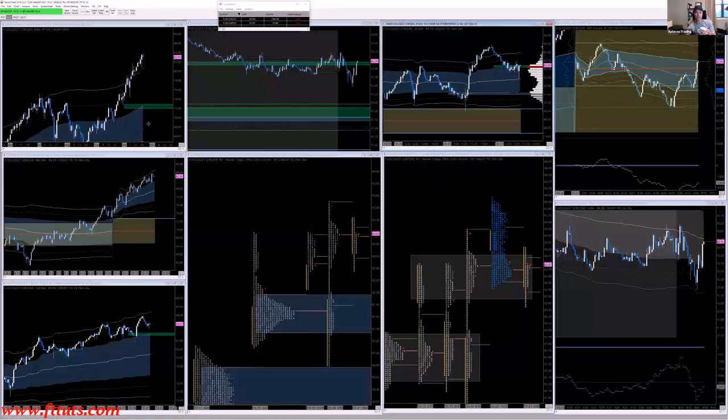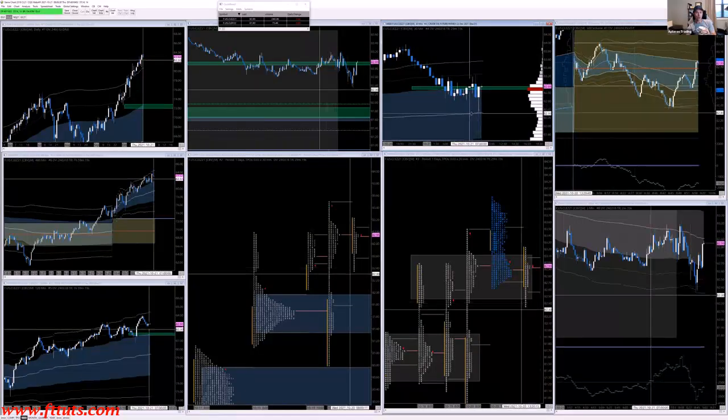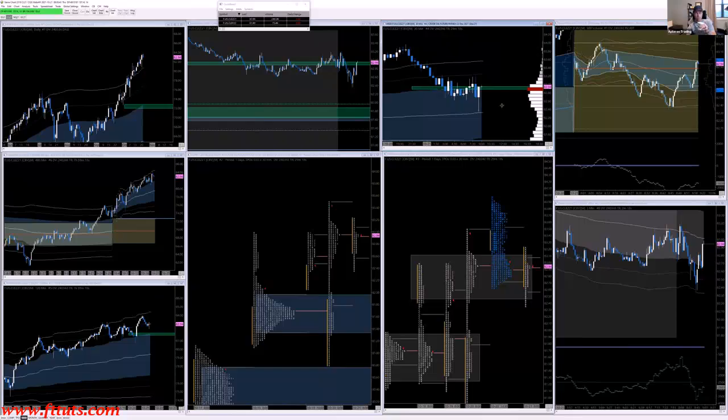Crude, you dirty dog. Look at this weekly. All the way to VWAP to potentially remain imbalanced up. That's dirty.